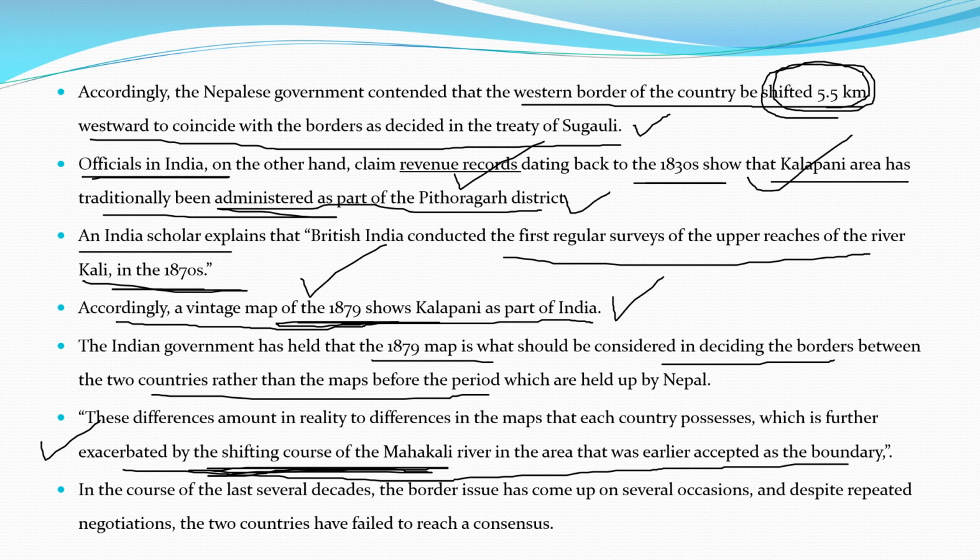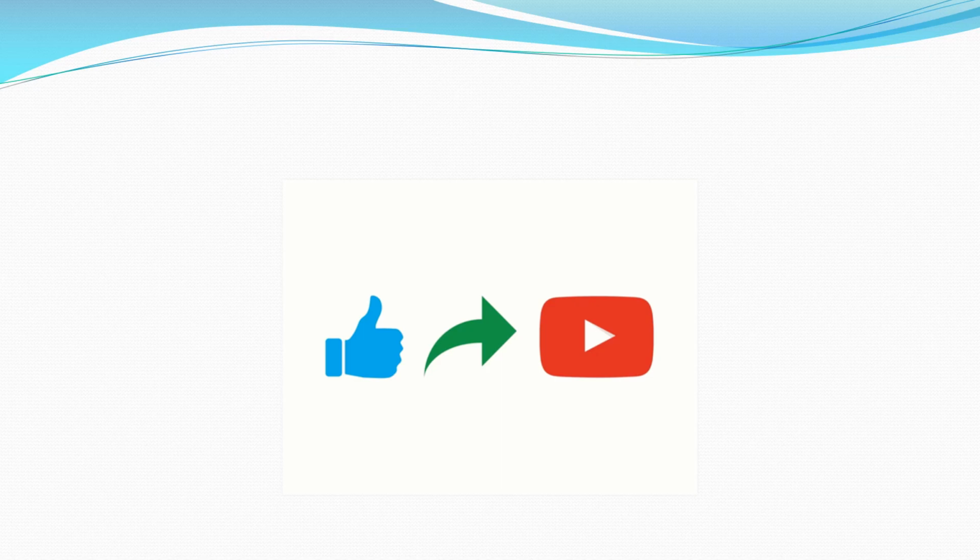So these are the two issues which the Indian and the Nepalese governments have to settle, and in the course of the last several decades they have tried to sort out these issues, but they have not been able to do so, and we hope that through diplomatic channels both the countries will be able to reach a solution through negotiations. So this was all about the history of the Kalapani area and its claim by both the countries.